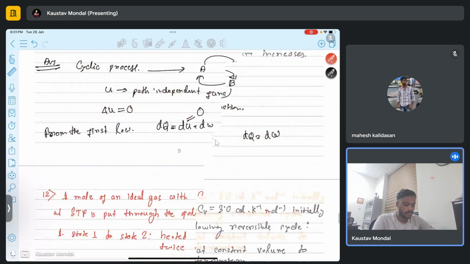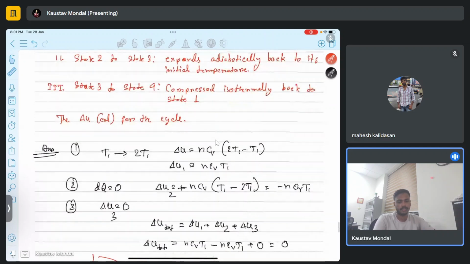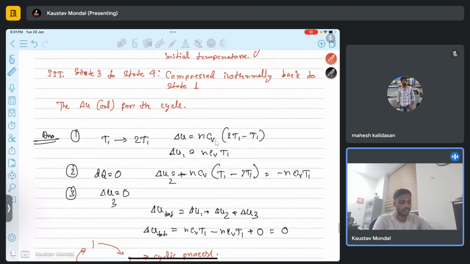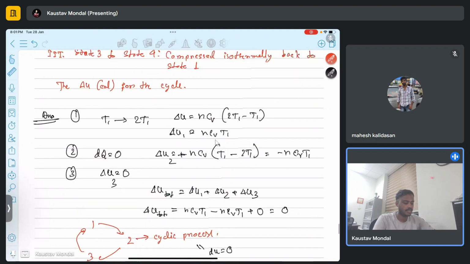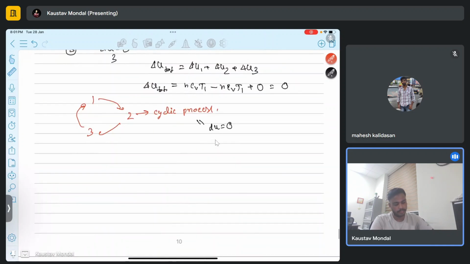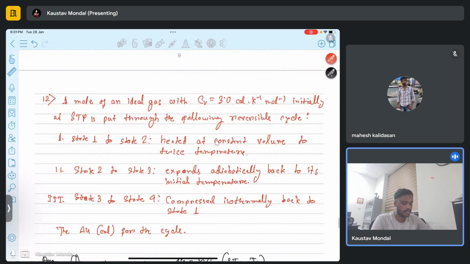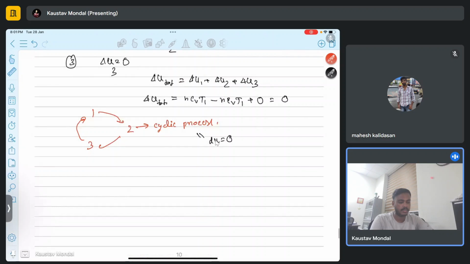So that can also be done, but just to assure you that in reality it also happens like that, I did the entire calculation. But from the problem itself it's quite sure that it's a cyclic process, and the total change in internal energy will be 0.